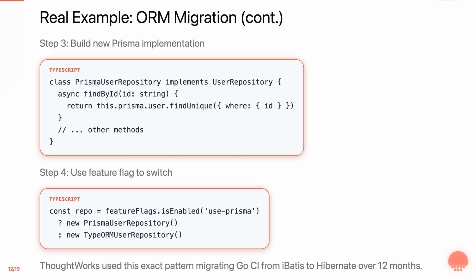ThoughtWorks did exactly this, migrating their CI server from iBatis to Hibernate. Took 12 months, but the system never went down. That's how you de-risk migrations that would normally terrify your VP of engineering.